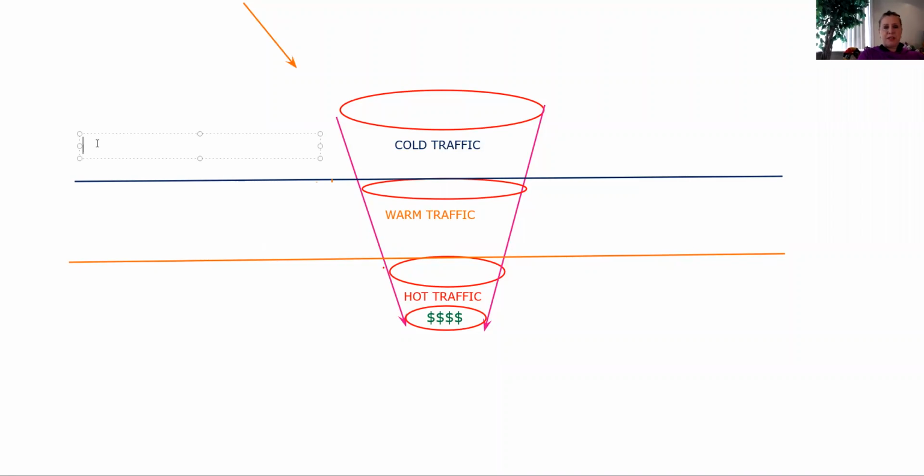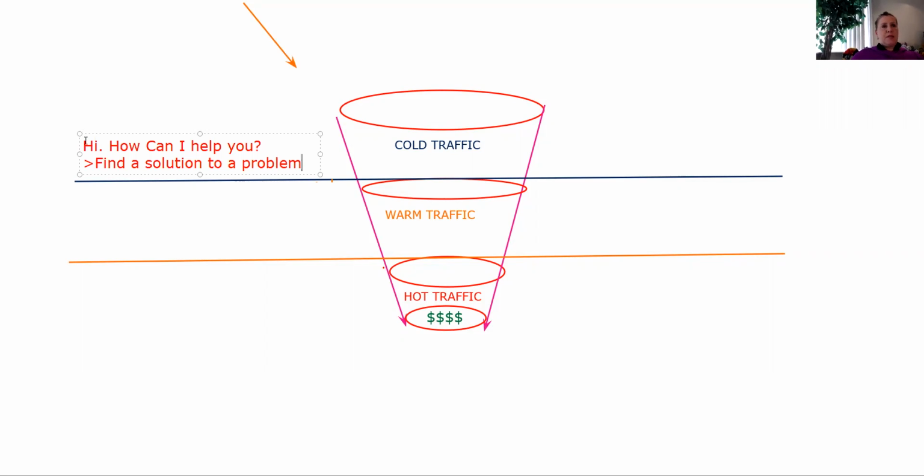On the cold traffic side, let's say you have a brick and mortar business and someone comes into your shop for the very first time. You're going to try and ask them, hi, how can I help you? Right? You're going to try and find a solution to a problem. And I'm going to throw this up here really quick.